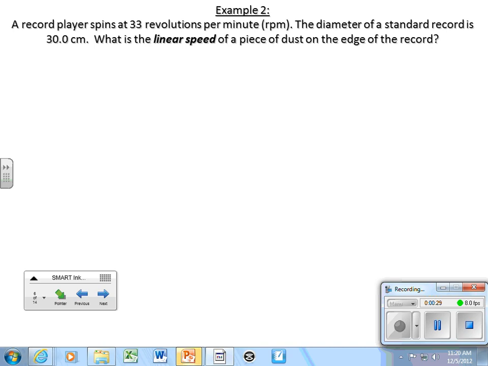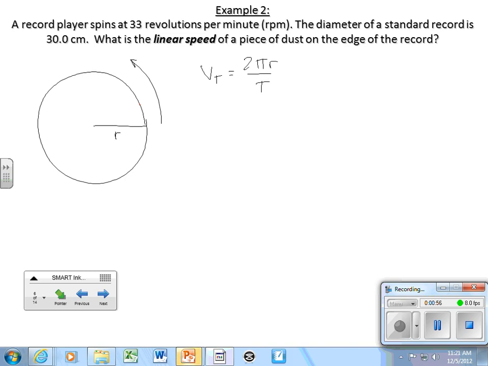So I always like to start with a diagram. Here's the record. Here's our piece of dust. Let's say it's going around this way. It's the linear speed. So that linear speed, we're really asking for what we call tangential velocity. Same thing, 2 pi r over t. Can't you just do pi d over t? Sure you can.